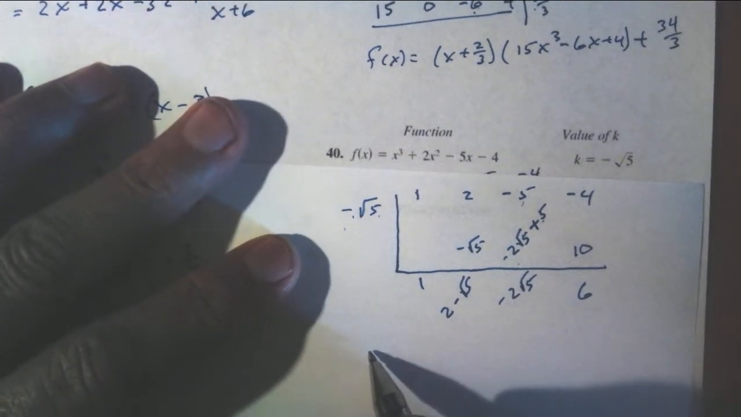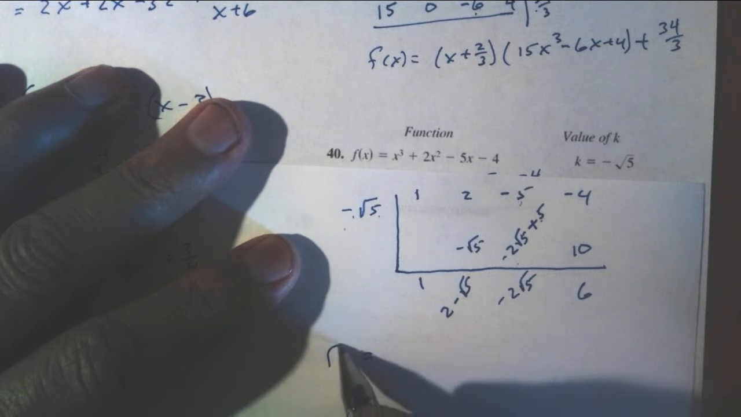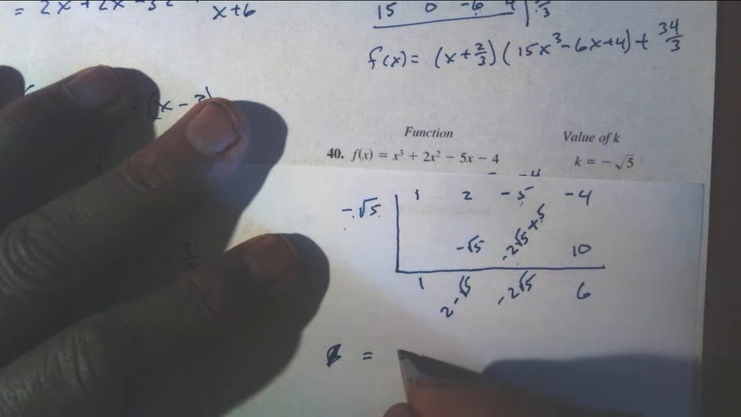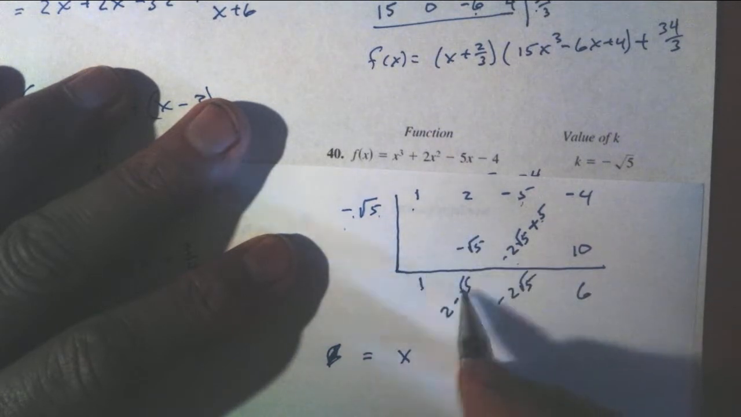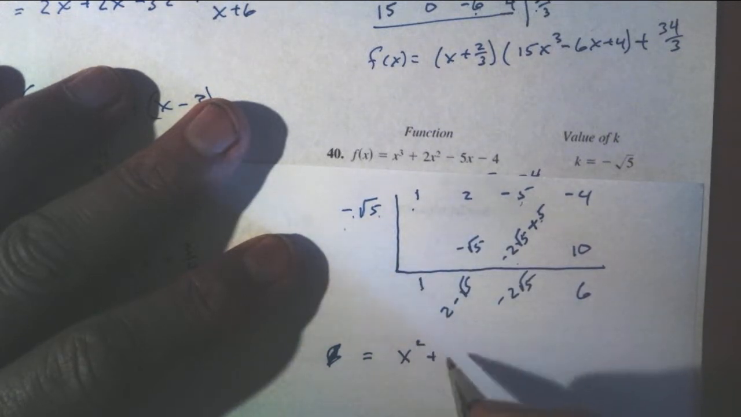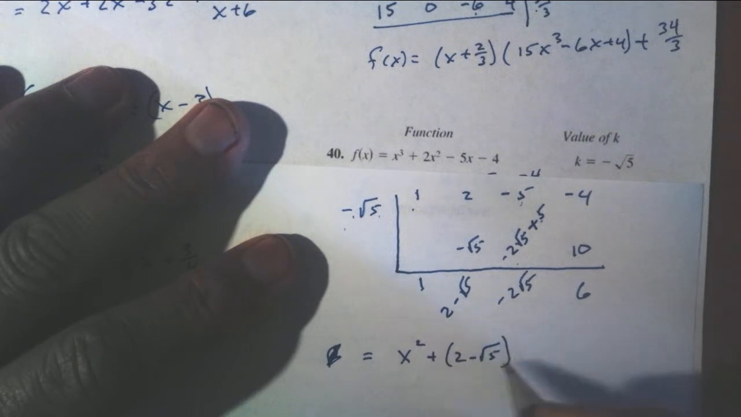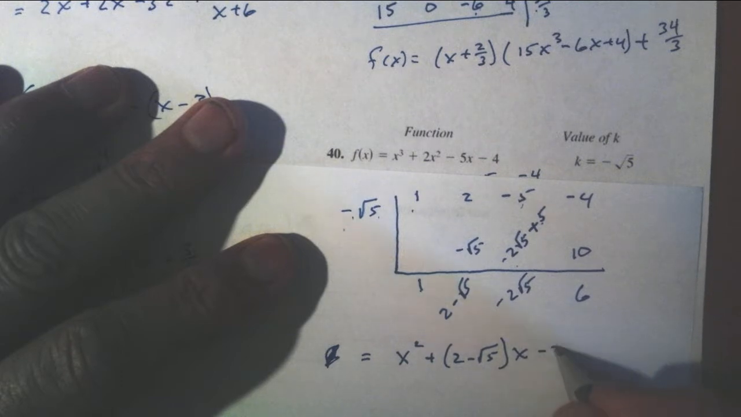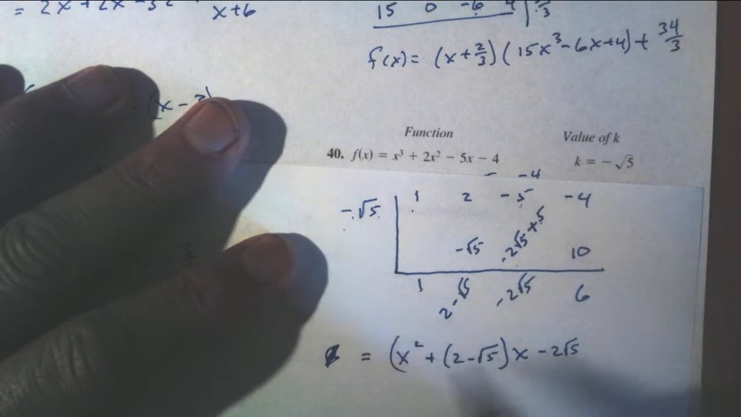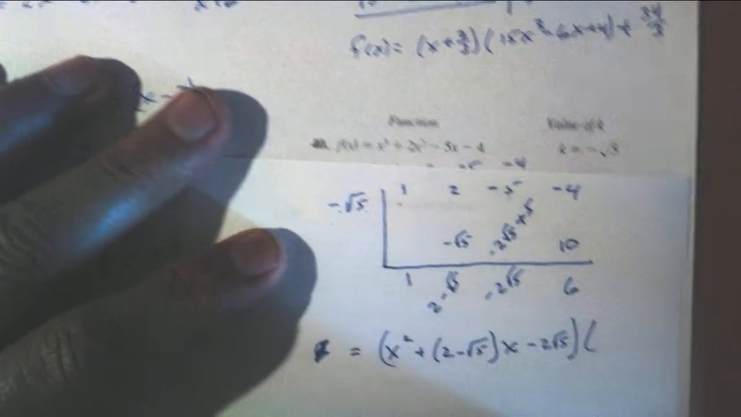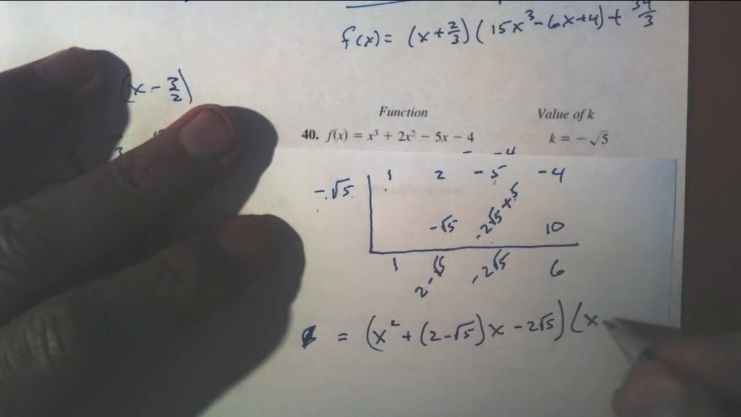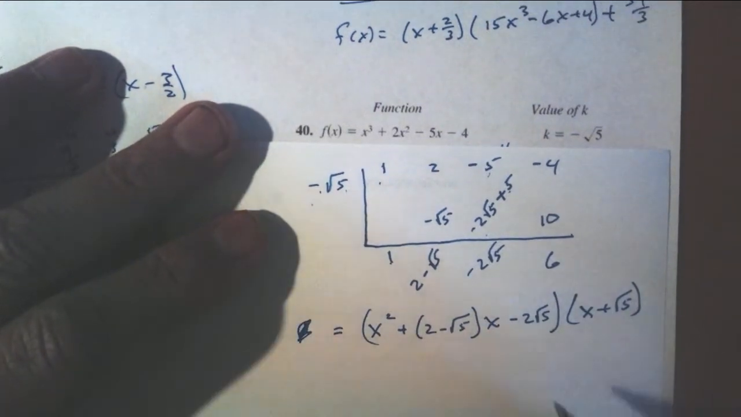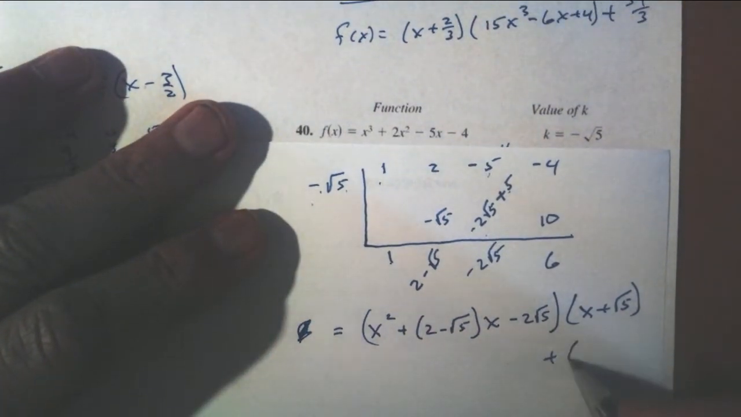So how do we write our solution? Our solution is, I'm not going to put f of x there because it was f of x we were dividing. Our solution is, this is an x squared plus 2 minus √5, which needs to be multiplied by x, minus a plain old 2√5. That is being multiplied by x plus √5. And we had a remainder to add on to that, which was plus 6.